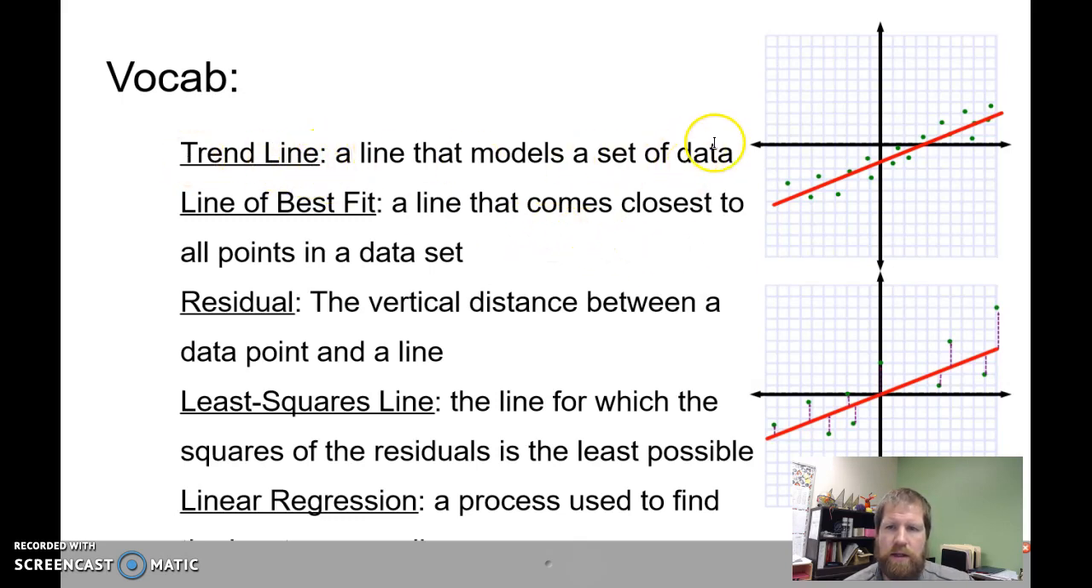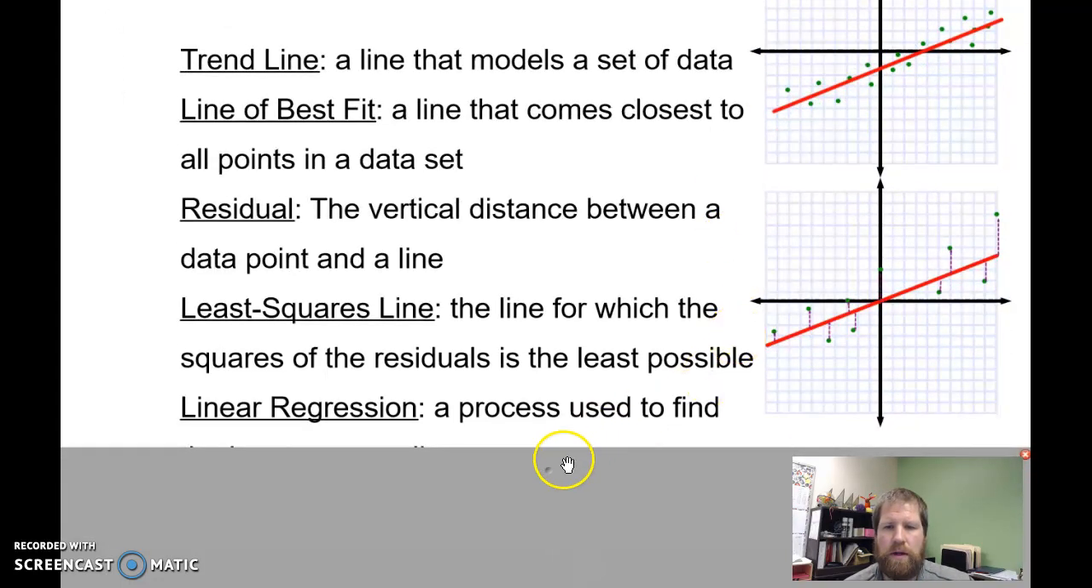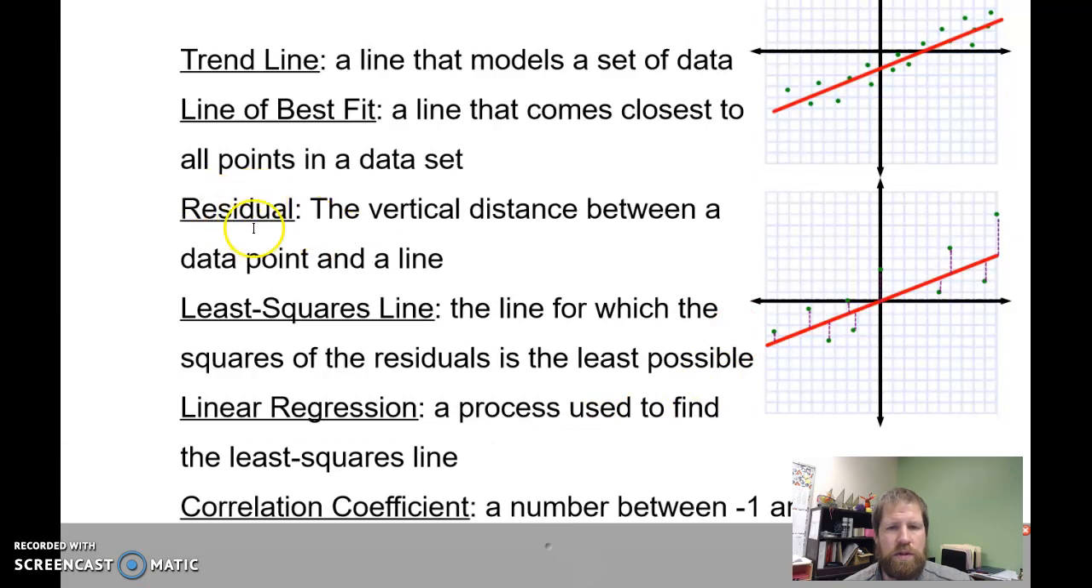So a trend line is this red line here. It fits the data. It's my model so that I can predict things outside the data. And the line of best fit is the line that fits that data the best. It's closest to all of those data points. Okay. The residual is one way that we try to figure out our line of best fit, and that's these purple dotted lines here. Basically, it's the vertical distance from your point from the trend line.